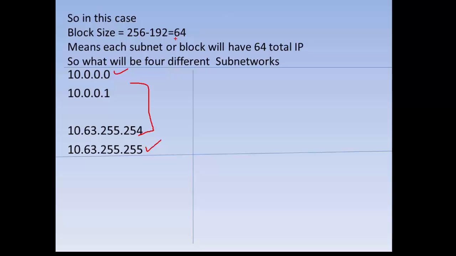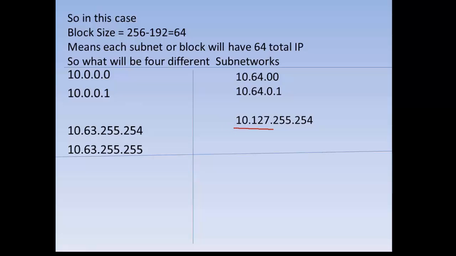You can see here the block size was 64, so I have taken the variation in the second octet of 64. So next will be 0.0. You can see here 64. So the first network ID will be 10.0.0.0. Next will be 64. 64.1, 127.255.254, and that broadcast IP will be 127.255.255. Okay, so very simple concept.